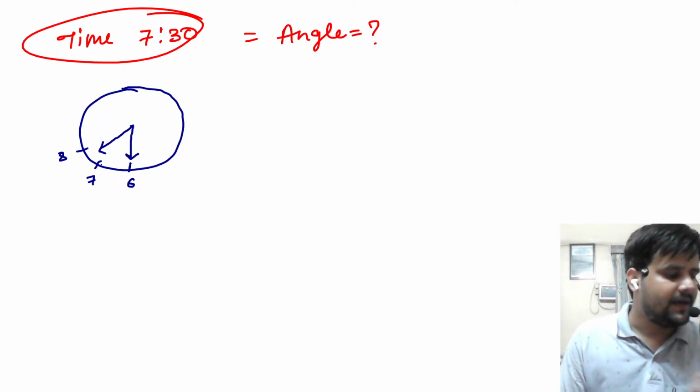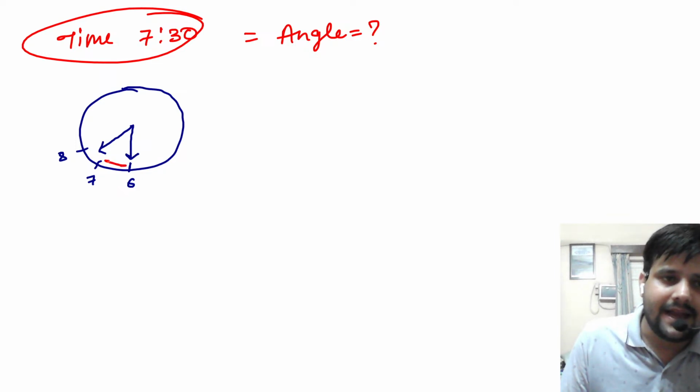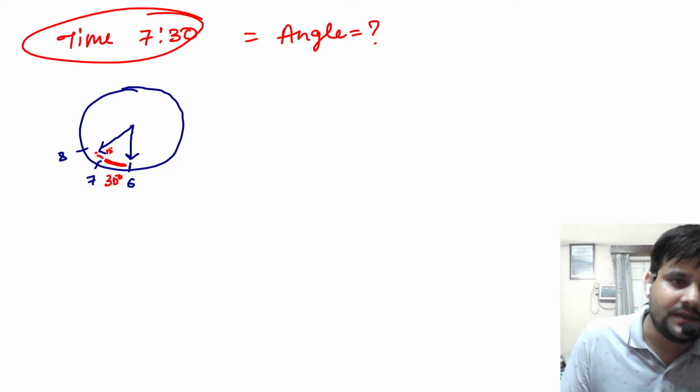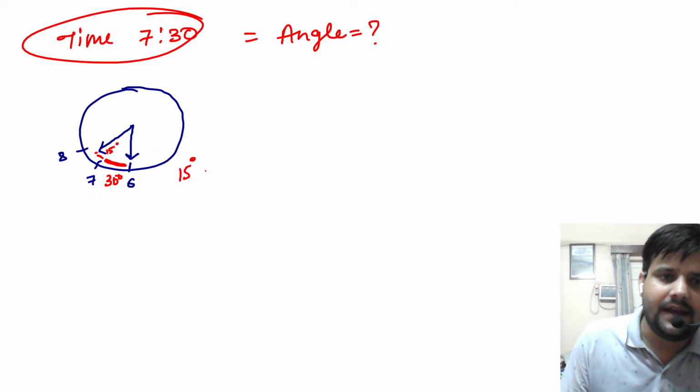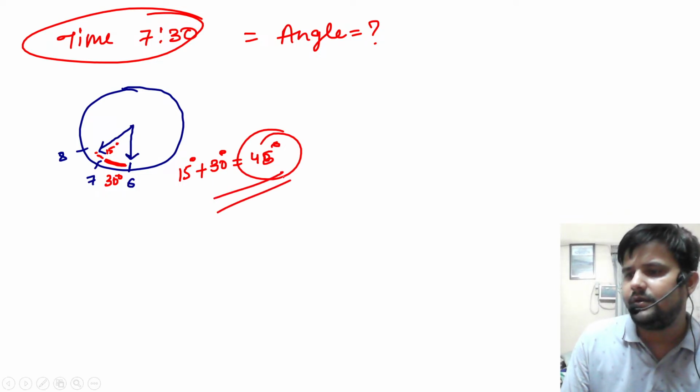So if you want to calculate the angle now, you can directly calculate it. There is one clear gap here between 6 and 7. It gives you 30 degrees. And the point where this is pointing down is exactly in the middle of 7 and 8. So this angle will be how much? This angle will be 15 degrees, isn't it? So how much angle did we get? 15 degrees plus 30 degrees. So the angle here is 45 degrees. Just remember it, that's how you calculate.